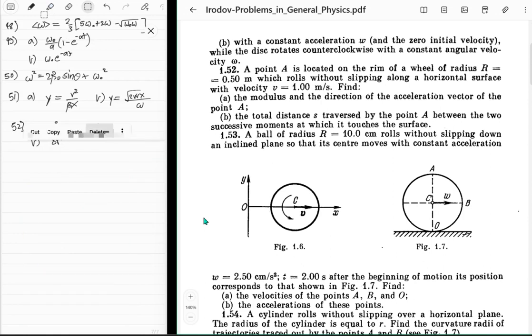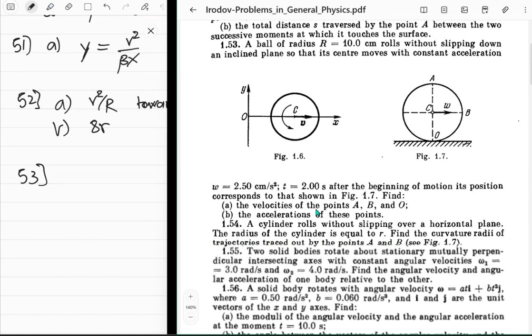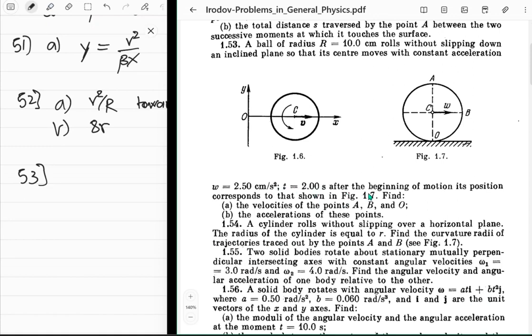So 52 done. Let's go to 53. 53 is a ball of radius r equal to 10 centimeter that rolls without slipping down an inclined plane, so that its center of mass moves with constant acceleration. Two seconds after the beginning of motion, its position corresponds to that shown in figure 1.7.